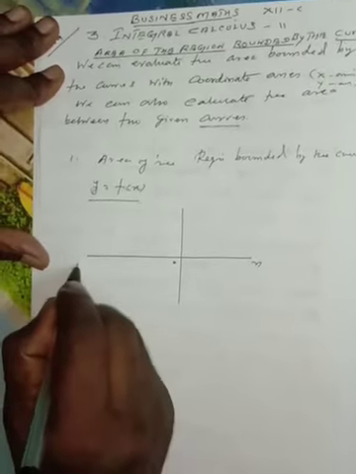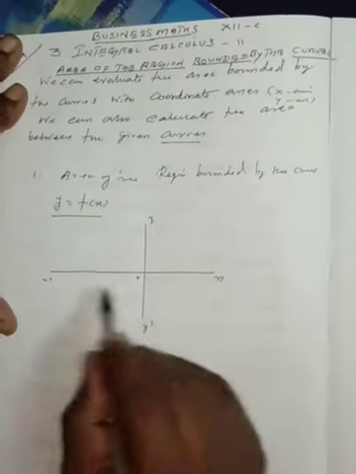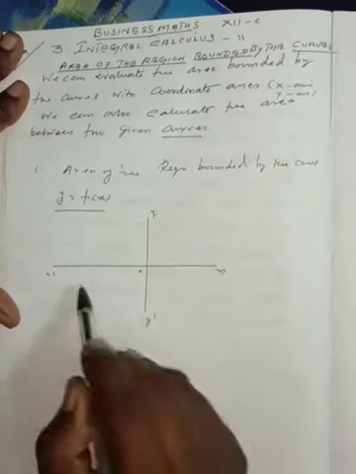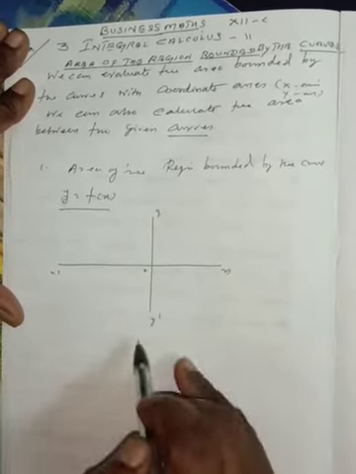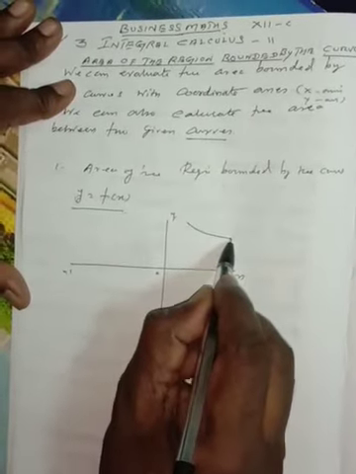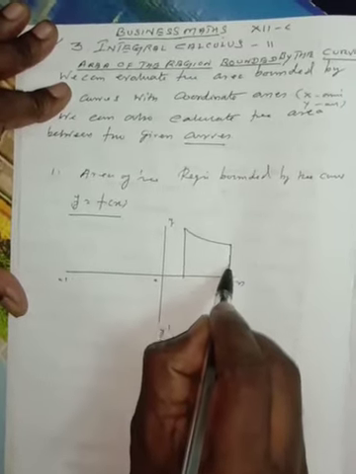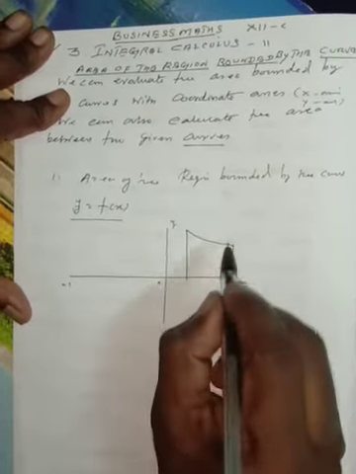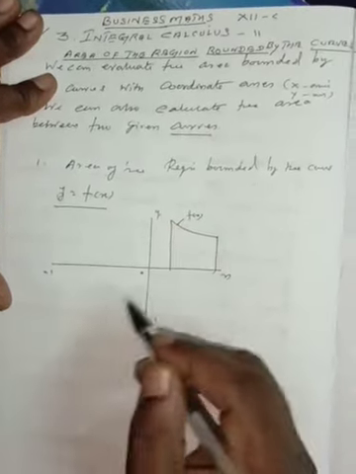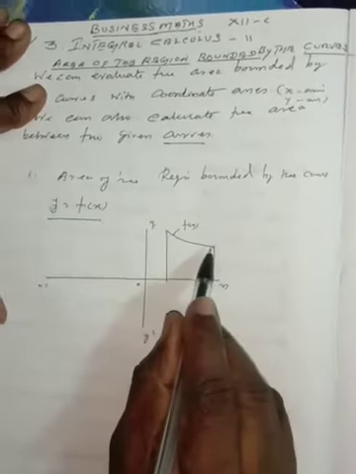X'OX is the x axis, Y'OY is the y axis. These two are coordinate axes. The curve or straight line is y equal to f of x, bounded by x equal to one straight line and x equal to another straight line.